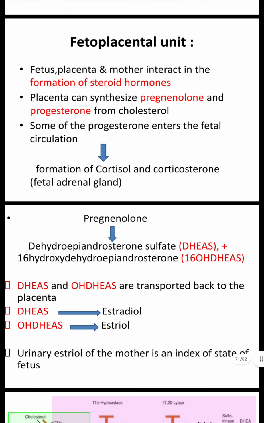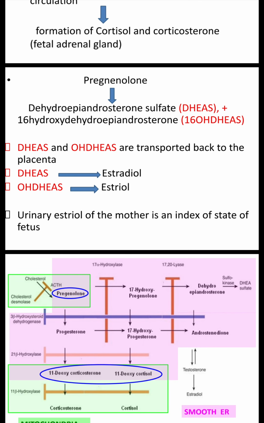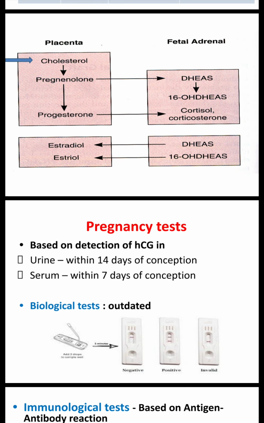Now the feto-placental unit. The fetus, placenta and the mother interact in the formation of steroid hormones. So the placenta can synthesize pregnenolone and progesterone from cholesterol. Some of the progesterone enters the fetal circulation and leads to the formation of cortisol and corticosterone from the fetal adrenal gland. The pregnenolone is converted into DHEAS, that is dehydroepiandrosterone sulfate, and 16-hydroxy DHEAS. These two are transported back to the placenta and converted to estradiol and estriol. Urinary estriol of the mother is an index of the state of the fetus. So this is the overall view.